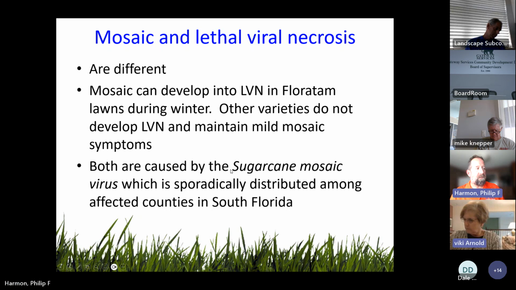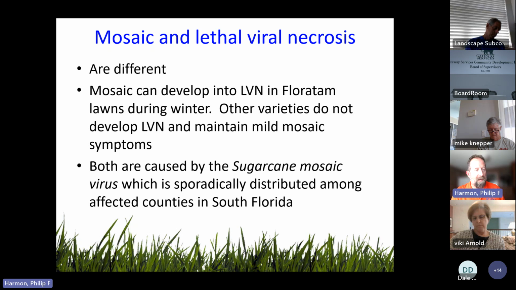It has a sporadic distribution among the counties that are affected. I'll show a map here of where this disease has been confirmed. It's most of South Florida that's highlighted, but it's not every community within South Florida. Even within Gateway, this has been a relatively recent introduction. Not all communities have this problem and may not develop the problem. We don't understand fully why some communities are skipped.